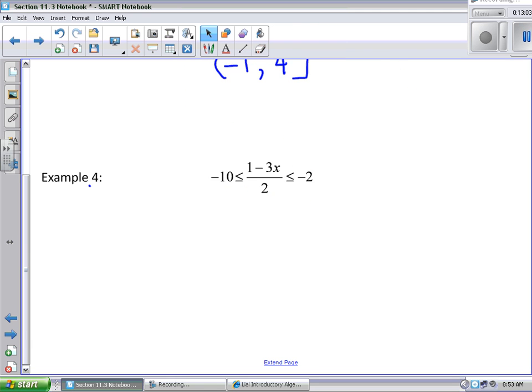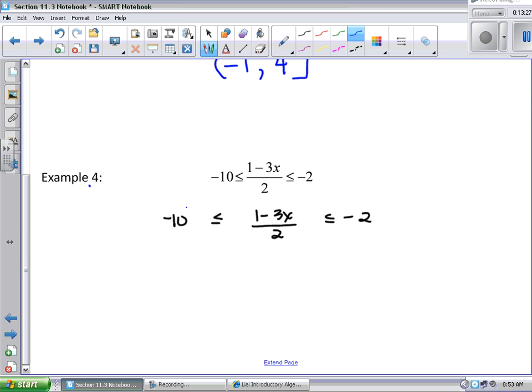Let's do another example. Example number 4. Here we're starting off with a fraction. How do we clear a fraction? We multiply every part of our inequality by the common denominator. I don't have a whole lot of room here, so I'm going to rewrite my inequality, leaving me with a little bit more space in the middle.